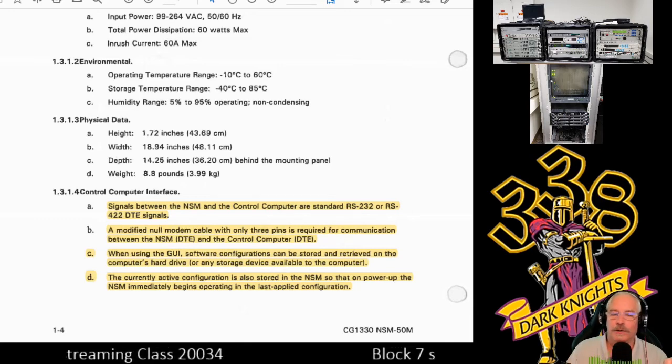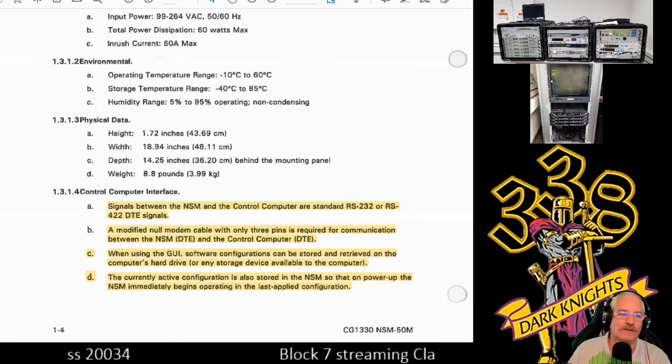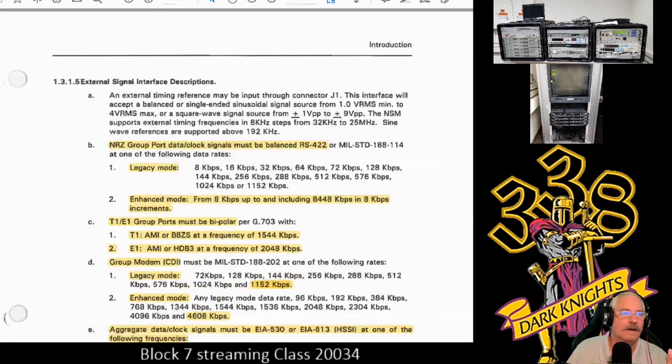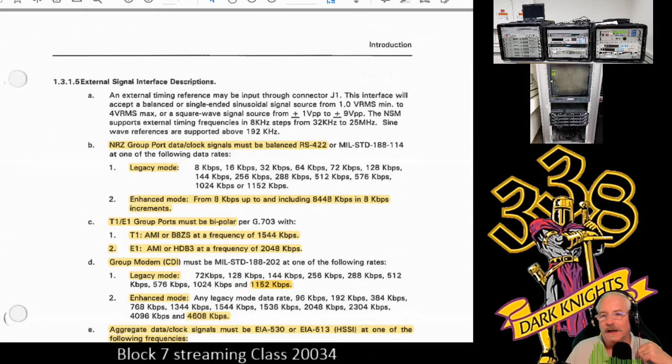1.3.1.4 control computer interface. This is basically what you're doing. You'll notice it says RS-232 or 422 DTE signals. Data terminal equipment. In other words, it acts like the computer, using the computer. All right. Here's where some key ingredients are in chapter 1.